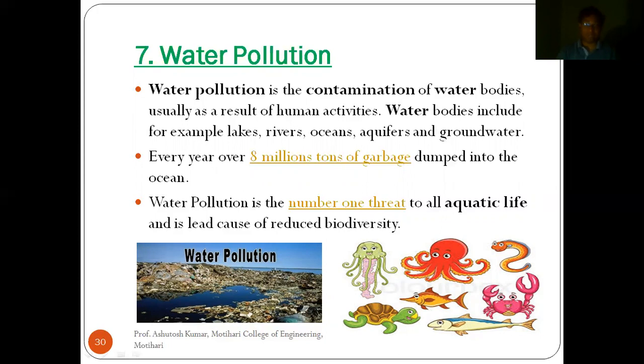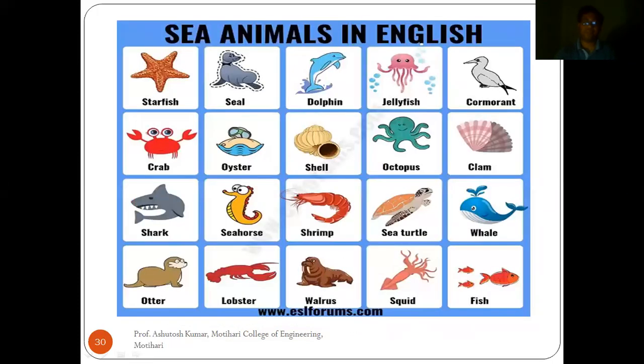So water pollution is the leading cause, and a lot of aquatic life and, as a result, our ecosystem gets affected due to water pollution. Now sea animals, this is additional information. These are the aquatic animals you can know, and this is of course a subject of biology, but as engineering graduates we should be aware of this. So starfish, seal, dolphin, jellyfish, crab, sail, octopus, whale, sea turtle, shark, lobster, fish, these are all aquatic animals.